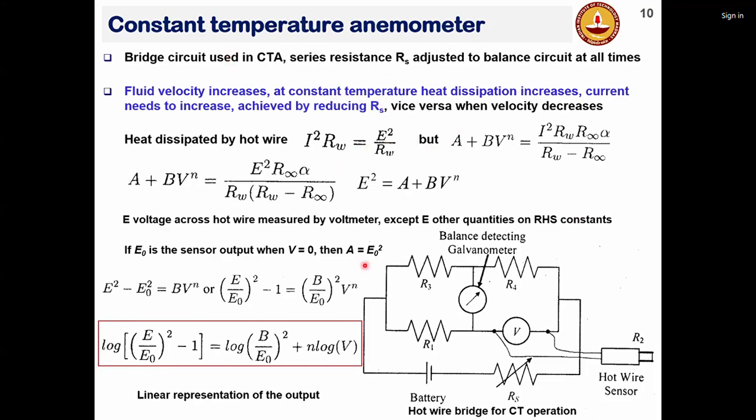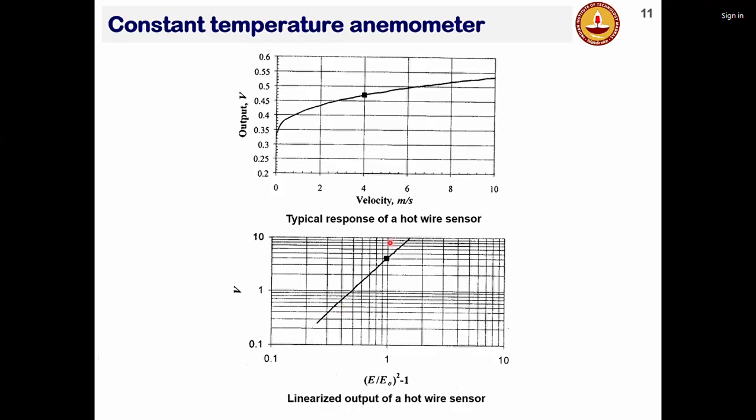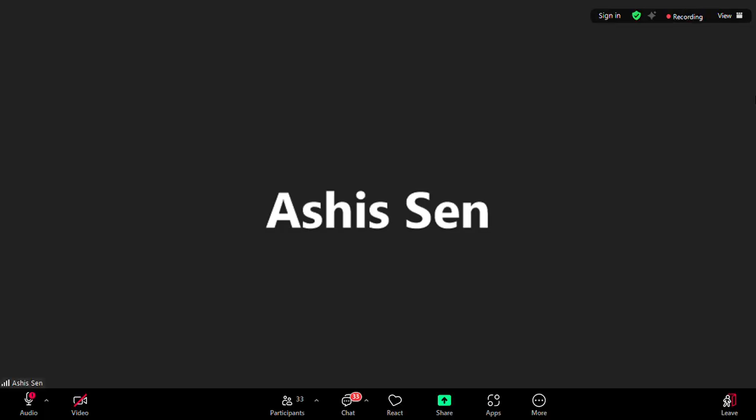From there, you can see the governing equations which govern the constant temperature anemometer, and how the output can be correlated with the input, which is the velocity. You can typically see a nonlinear relation, and by taking the logarithm, you can have a linear relation between the output and input. This is something we will see tomorrow, but let me stop here. If you have any questions, we can discuss.